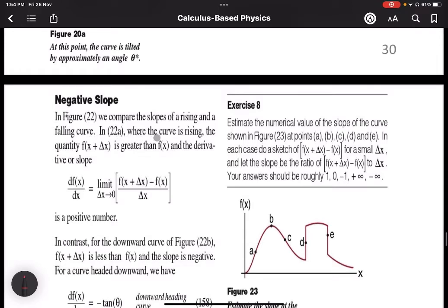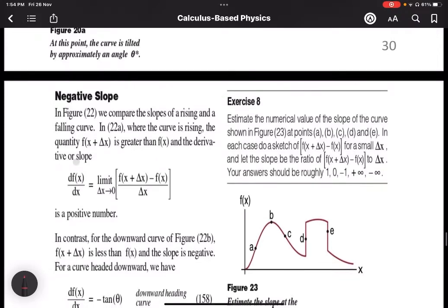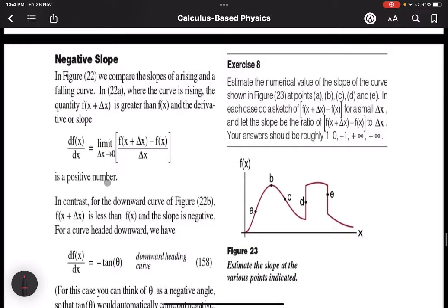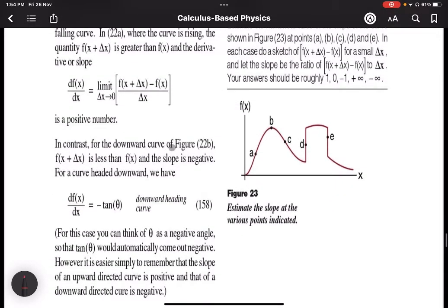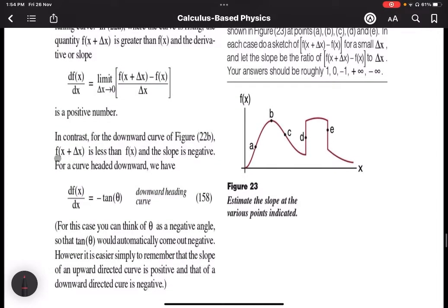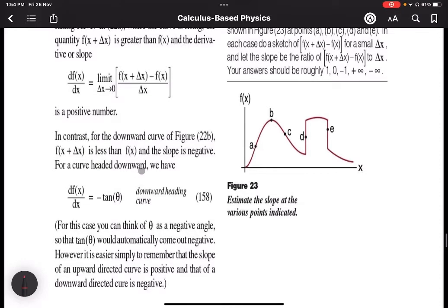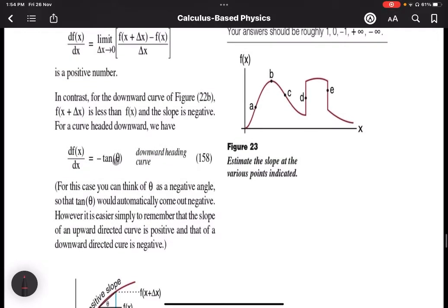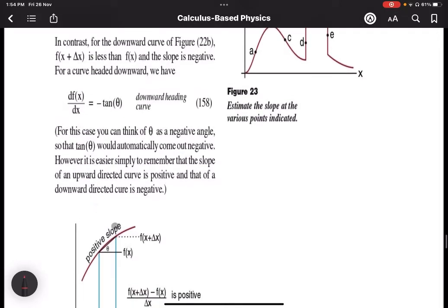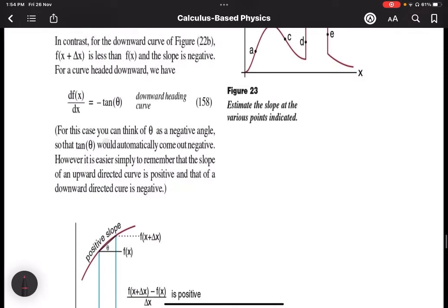In 22a, where the curve is rising, the quantity f times x plus change in x is greater than f of x, kaya siya positive, no? And the derivative or slope is positive number. In contrast, for the downward curve in figure 22b, in which f times x plus change in x is less than f of x, the slope is negative. For a curve headed downward, we have a negative tangent. Right? So, yung tangent niya, pababa kasi. So, we have a negative number.